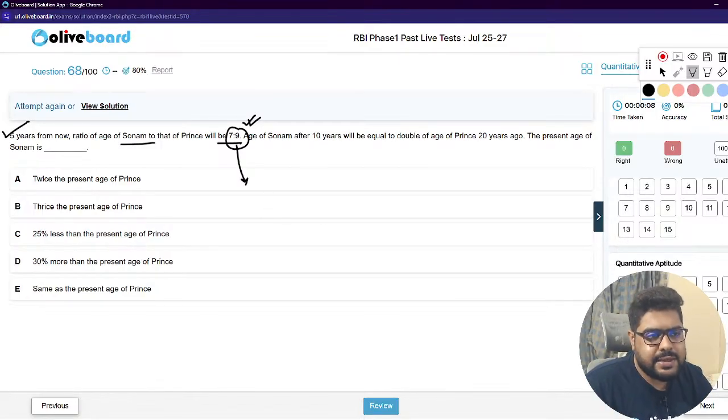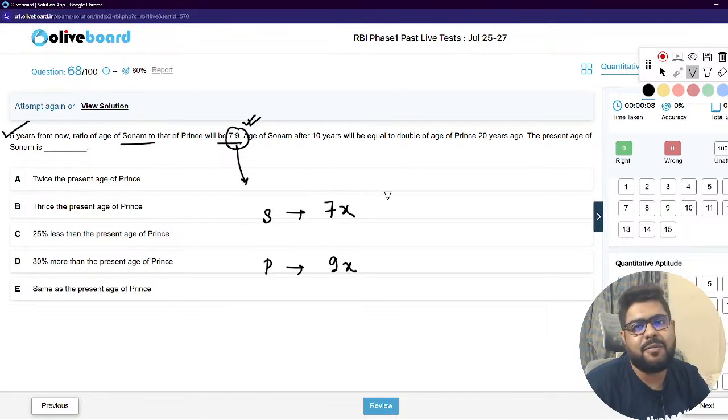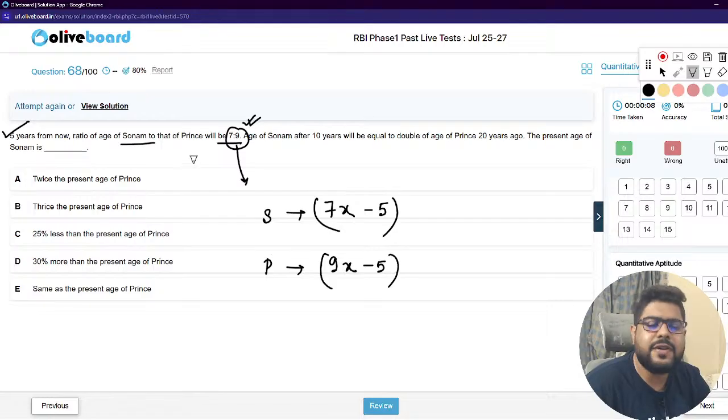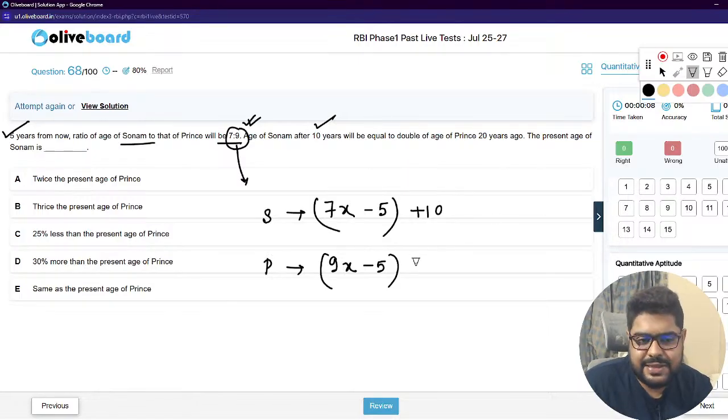Sir, 7x, Sonam and Prince. 7x, 9x. This is 5 years from now. So, like present will be minus 5. Perfect, sir. This is present. After 10 years, Sonam's age will be double the age of Prince 20 years ago.